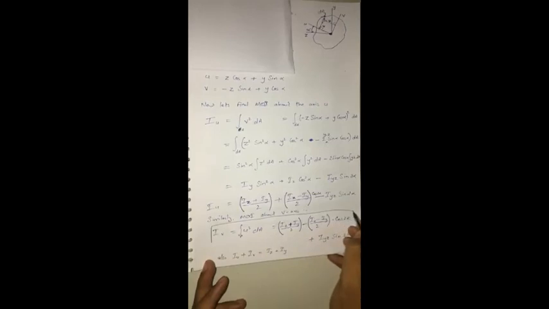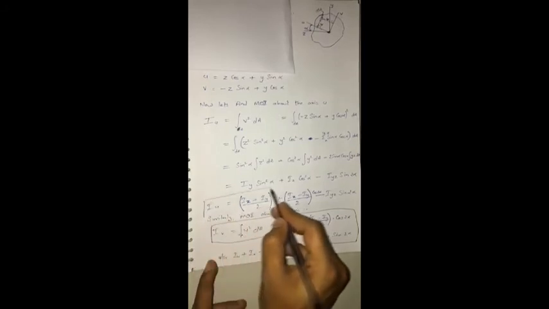Again, we will substitute the value of u from this equation in this, and by simplifying it, we will get Iv is equal to this equation, and Iu will be this equation. And see, this is very similar to the stress invariance which you might have studied in strength of materials while studying the Mohr circle.